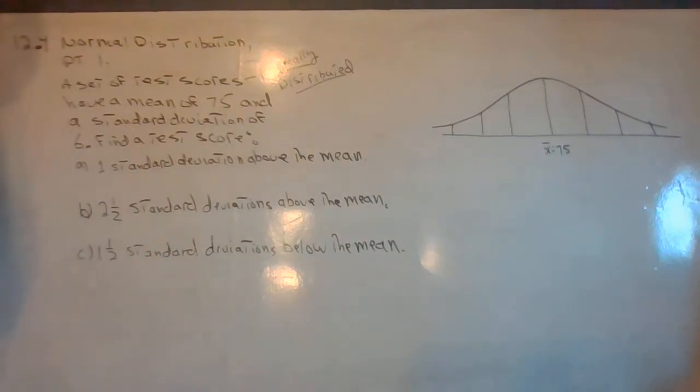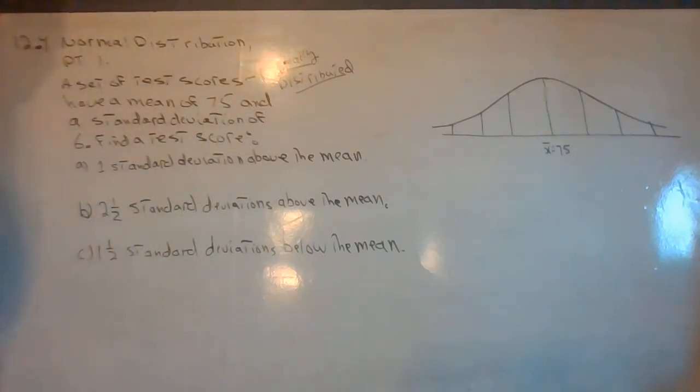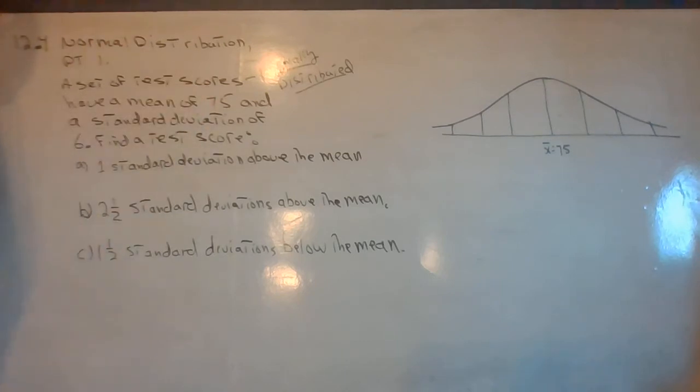12.4 Normal Distribution Part 1. Let's suppose we have a set of test scores that are normally distributed. We'll talk more about that in a bit. That have a mean of 75, that's average, and a standard deviation of 6.